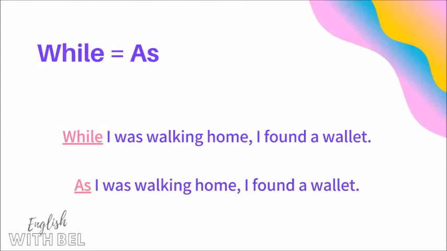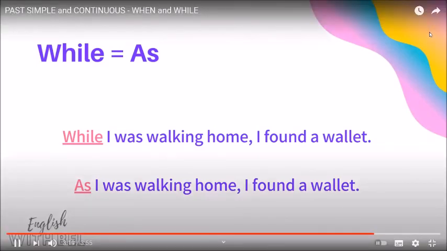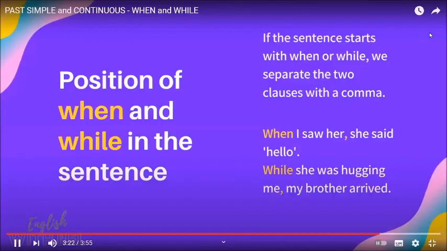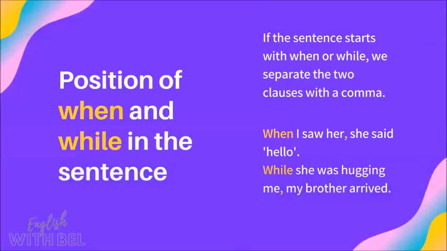Another thing which is important to mention is that, in this case, you can use while and as with the same meaning. Take a look at these examples. While I was walking home, I found a wallet. This is the same as saying, as I was walking home, I found a wallet. Now, what about the position of when and while in the sentence? If the sentence starts with when or while, we separate the two clauses with a comma. For example, when I saw her, she said hello. While she was hugging me, my brother arrived. Now, remember that if you start the sentence the other way around, the comma shouldn't be used.